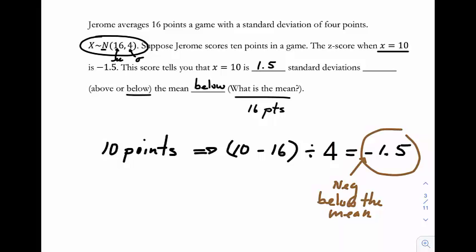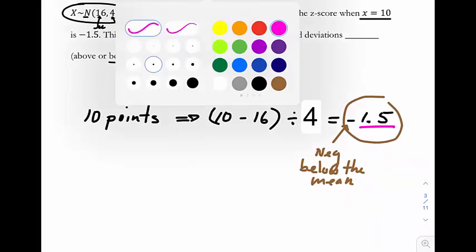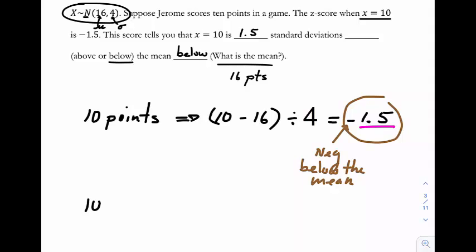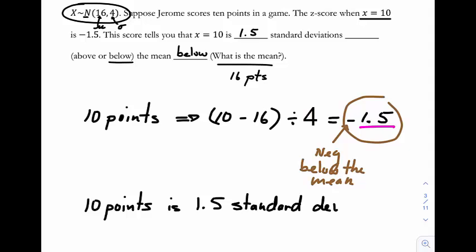And then the other part is dealing with that 1.5, and the 1.5 counts how many standard deviations. So we want to emphasize and say that the 10 points is 1.5 standard deviations below the mean.